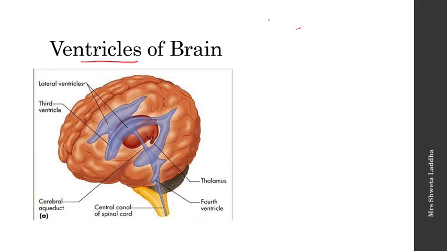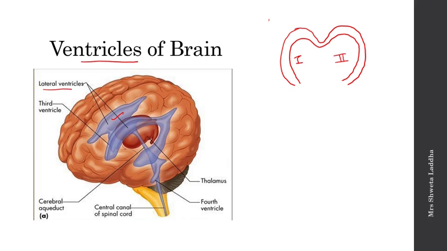To draw a rough diagram, suppose this is the cerebrum. The cavities that are present in the cerebrum are called lateral ventricles 1 and 2. They are also called paracoels. You can see in this picture, this is 1 and 2. These paracoels open into the third ventricle, and the third ventricle lies in the diencephalon.